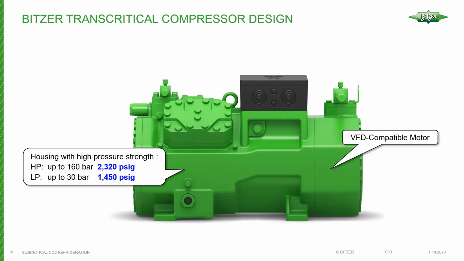For the pressure ratings of the transcritical compressors, note that on the low side, the pressure rating is 1,450 psi. And then on the high side, they have a rating of up to 2,320 psi.